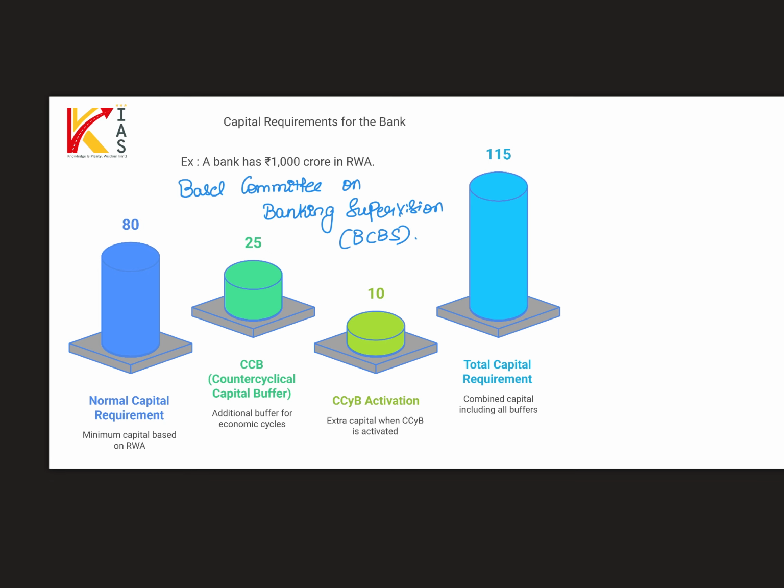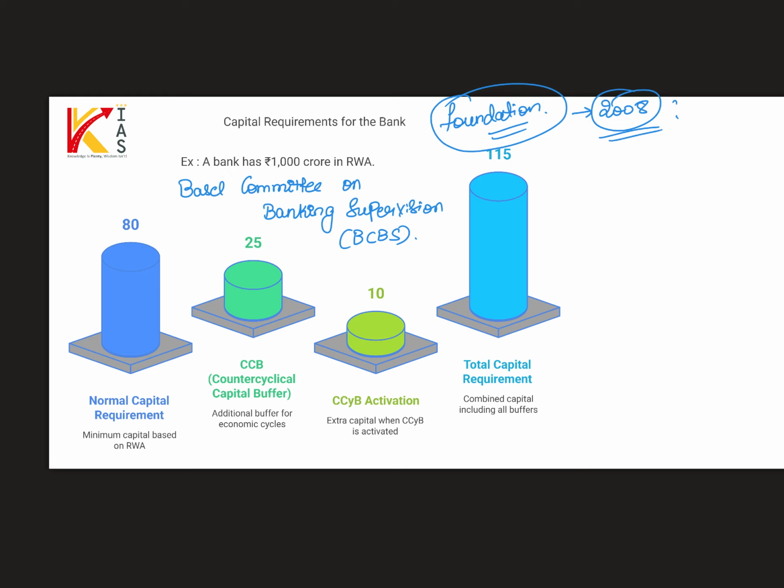If you're building a skyscraper, you need to make sure that your foundation is very strong. And the taller the skyscraper is, the stronger the base should be. Banks are also like these skyscrapers. They lend money, take deposits, invest in risky assets, but if they don't have enough financial strength, that is, if their base is not strong, they can collapse. This is exactly what happened in the 2008 financial crisis.